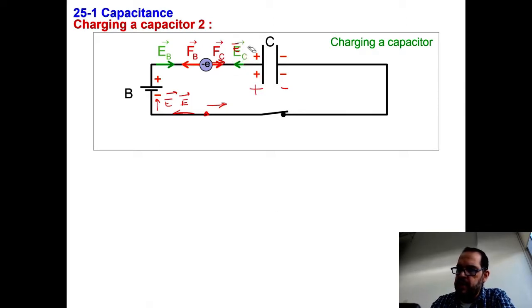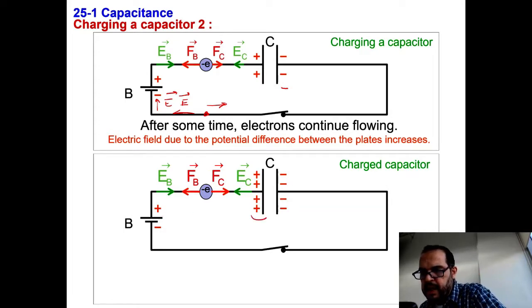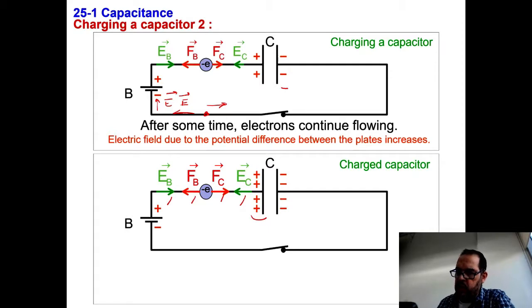So this is the electric field Ec. It is established by the positive plate of the capacitor, and it will attract the electrons to the positive plate of the capacitor. This will continue until the two forces cancel each other, and that will happen when the potential at the positive plate of the capacitor is equal to the potential of the positive terminal of the battery. So when the electric fields Ec and Eb are equal to each other, the two forces cancel each other, and we have no more electrons flowing.